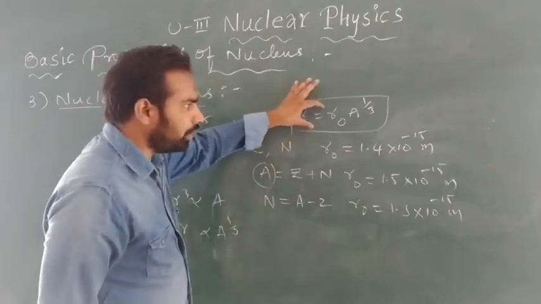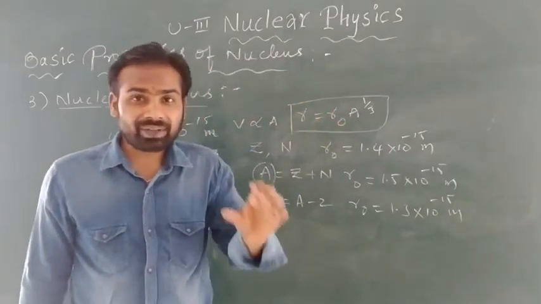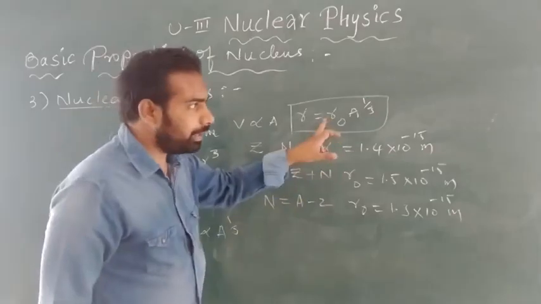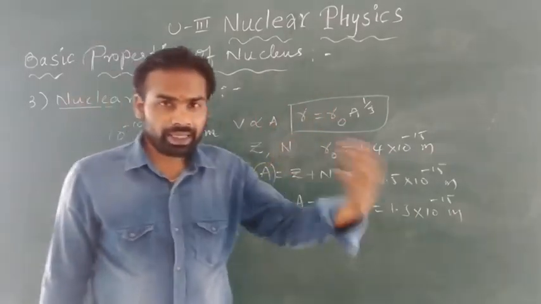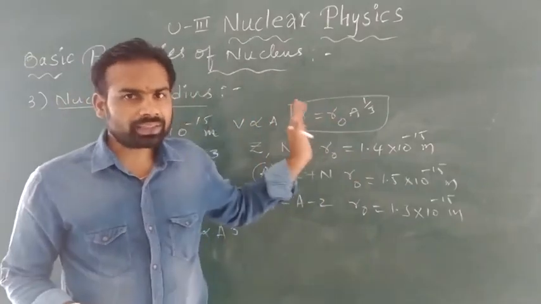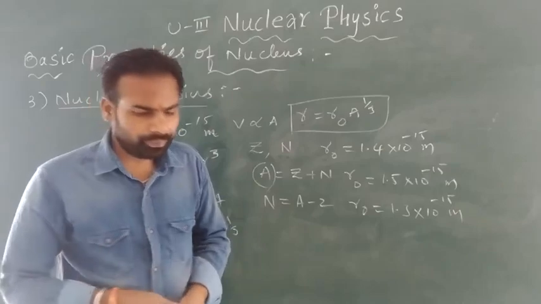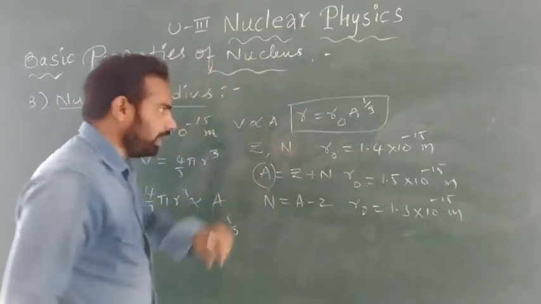So R equals R naught A power 1 by 3 is the empirical formula to find the radius of the nucleus, which is very important. On this formula, we may ask some problems. Already in the previous exam, we asked one question regarding this. Now this is the radius of the nucleus.